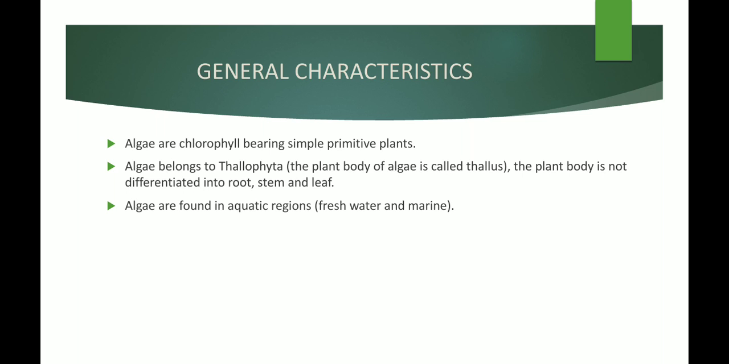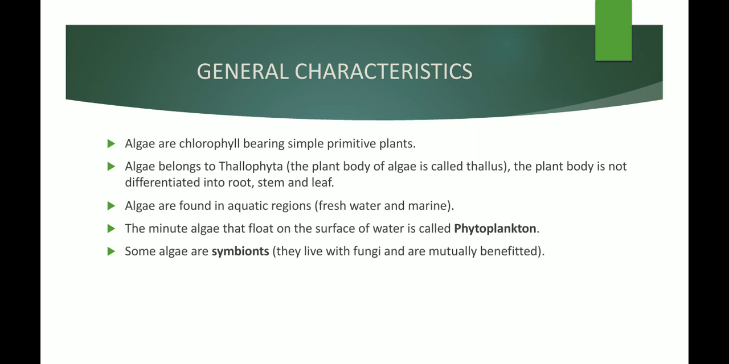So these algae are found everywhere in nature, maybe in moist areas, moist soil, or in the lakes, ponds, freshwater and marine, in the aquatic regions. The minute algae that float on the surface of water that we see in ponds or lakes are generally called phytoplankton. So the minute algae that float on the surface of water are called phytoplankton.